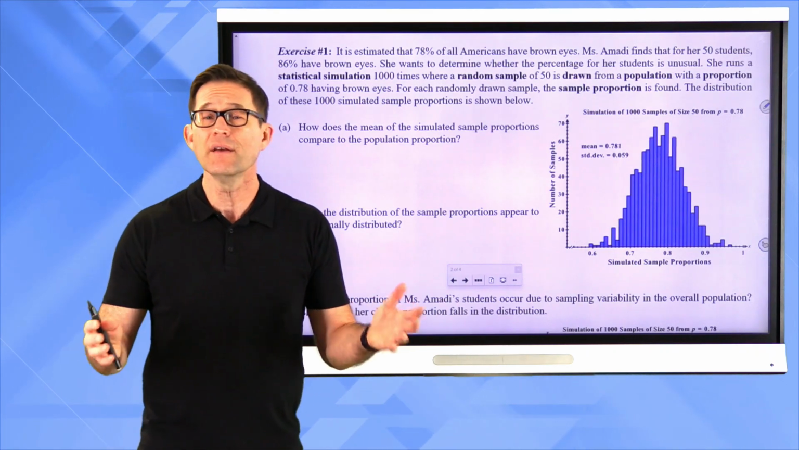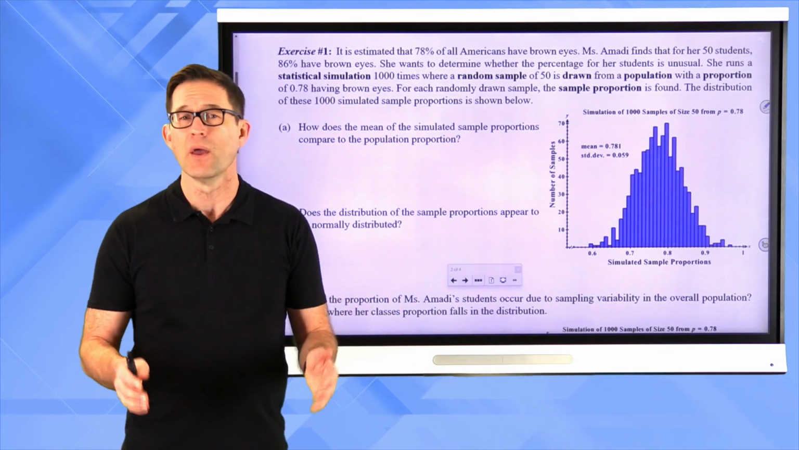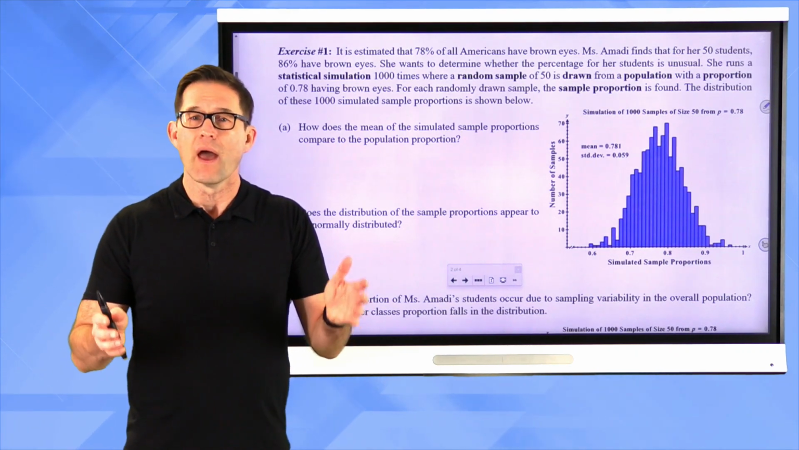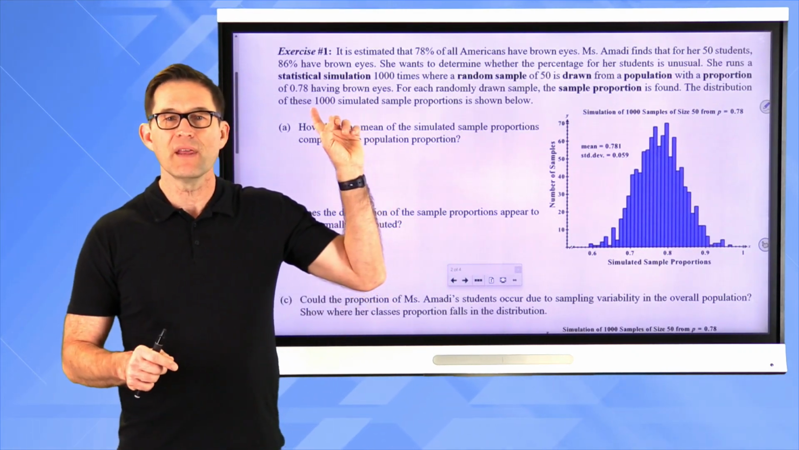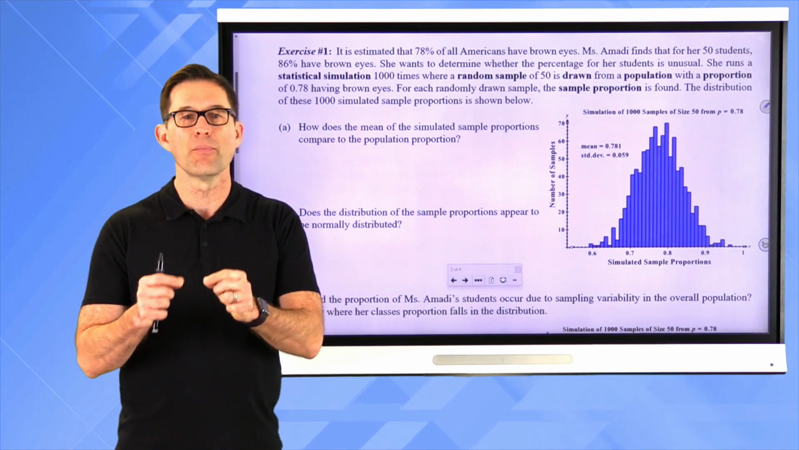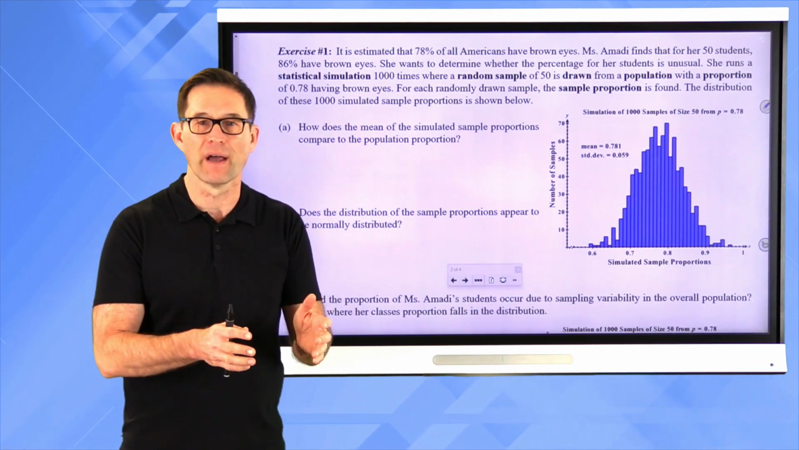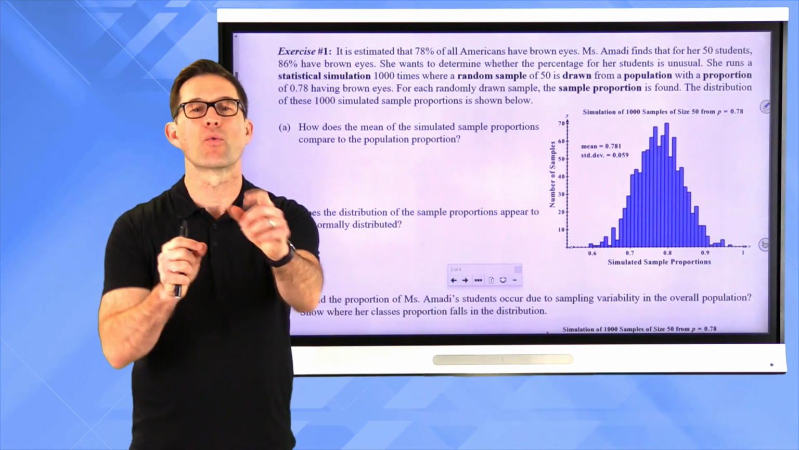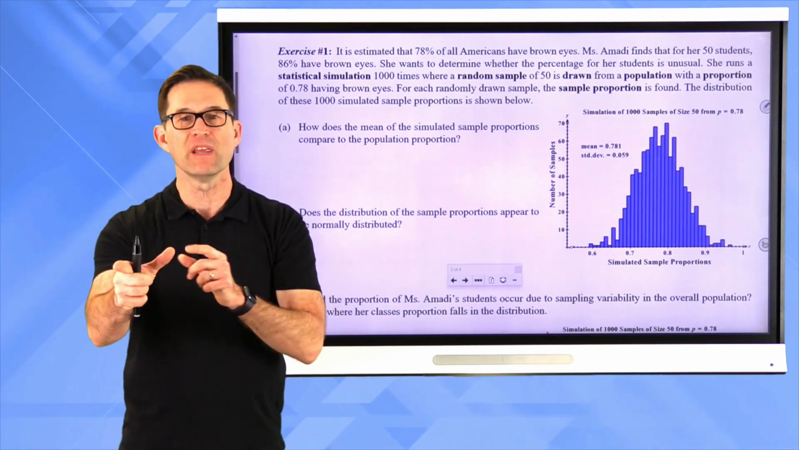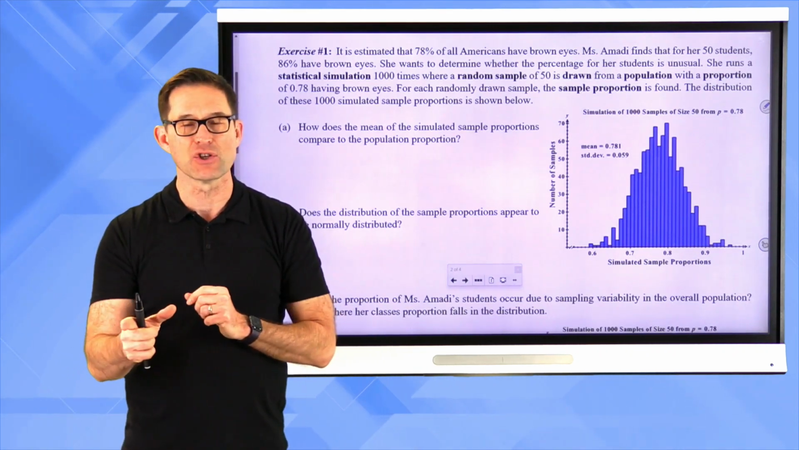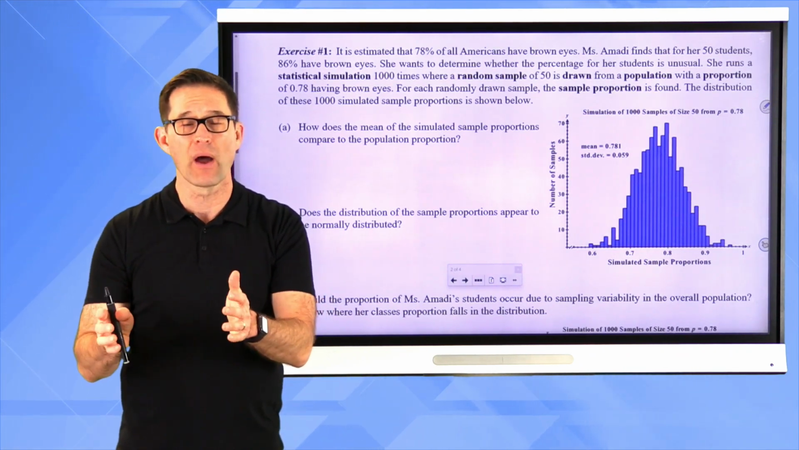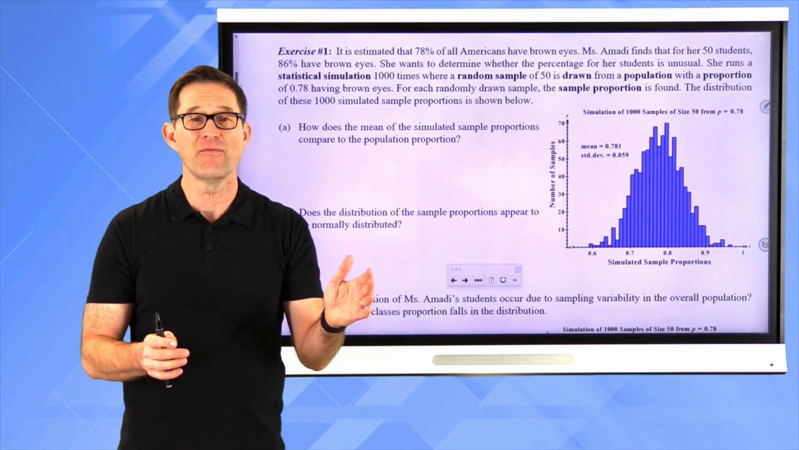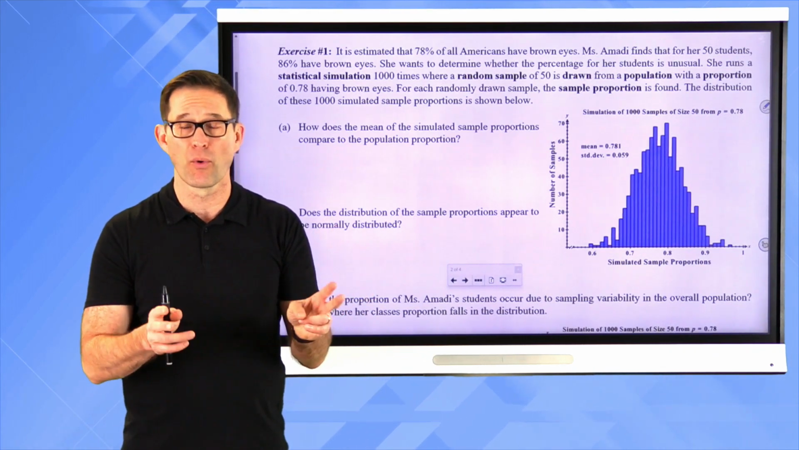All right. The idea is very, very simple this time, right? We've got a computer, right? And a computer says, all right, I've got a population out there where 78% or a proportion of 0.78 have brown eyes. And what I'm going to do is I'm going to randomly pick 50 from that population, all right? And I'm going to count how many of those 50 have brown eyes. I'm going to then divide by 50 and I'm going to come up with a sample proportion.